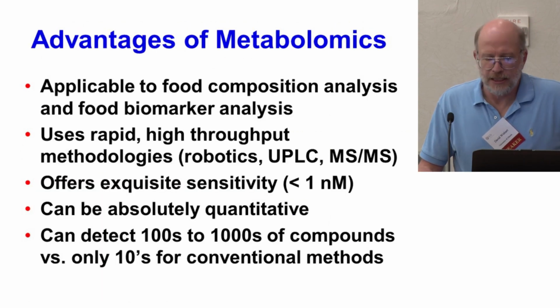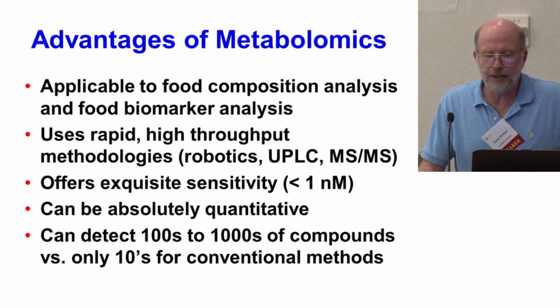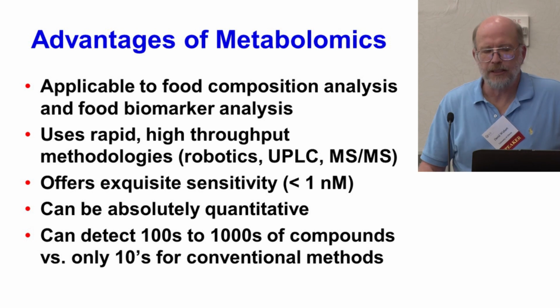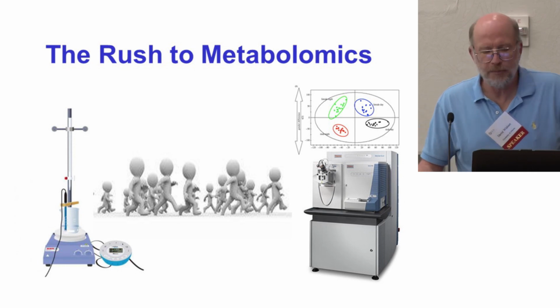So metabolomics is not just applied to health, it's applied to food composition, it's applied to food biomarker analysis. It's very rapid now. There are lots of robotic systems that are used. It has this exquisite sensitivity, being able to detect things down at sub-nanomolar levels. If done well using isotopic standards, it can get absolute quantitation, very accurate. And instead of tens of compounds, we're talking about hundreds or thousands. So the result is that there's been a bit of a rush towards metabolomics, at least as it pertains to food composition analysis. And there are even companies that are making metabolomic-based food analyzers.